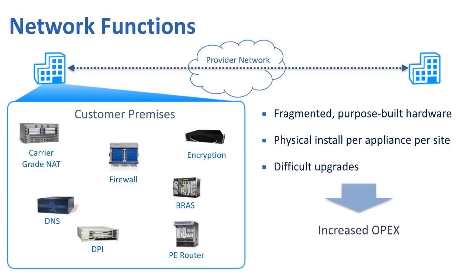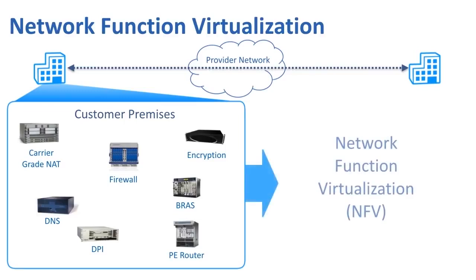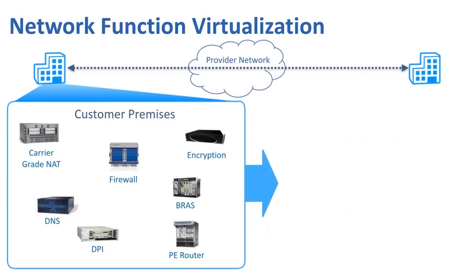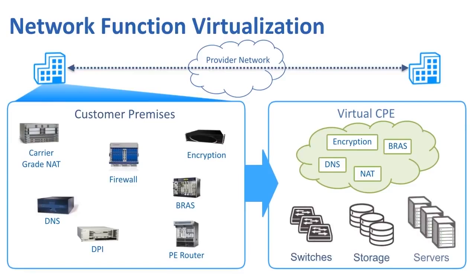Every time a new network function is added to a service, a truck roll is required to install the dedicated hardware. Service providers began exploring ways to reduce cost and accelerate deployments through network function virtualization. Network function virtualization, or NFV, decouples functions like a firewall or encryption from dedicated hardware and moves the function to virtual servers. Instead of installing expensive proprietary hardware, service providers can purchase inexpensive switches, storage, and servers to run virtual machines that perform network functions.